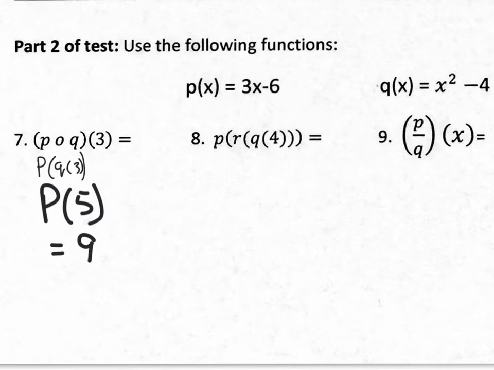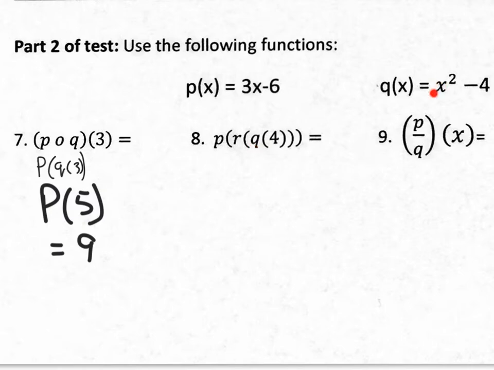Again, it's important to understand that P of Q, parenthesis 3, means P of Q of 3. So it's 3 plugged into Q, and then that answer 5 plugged into P, and you get the final answer 9. Number 8, we're going to plug in 4 into Q.